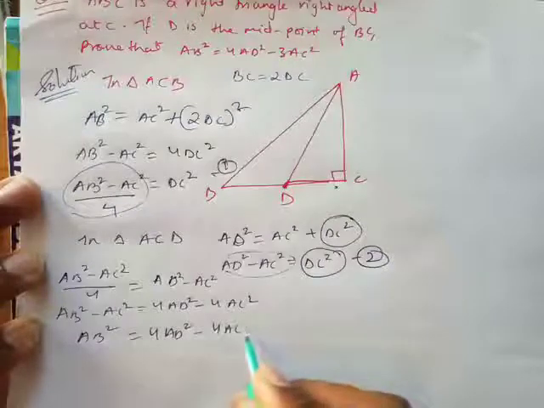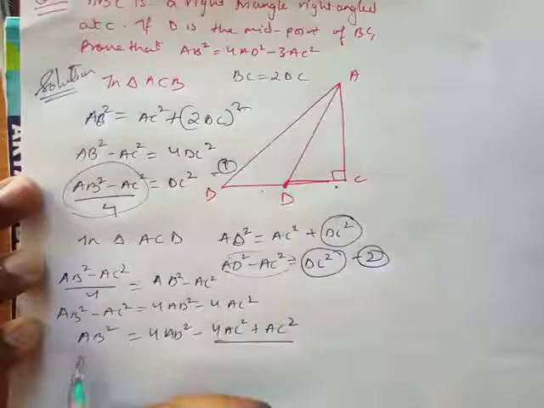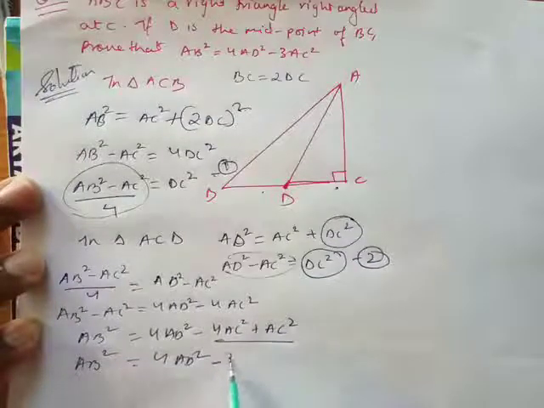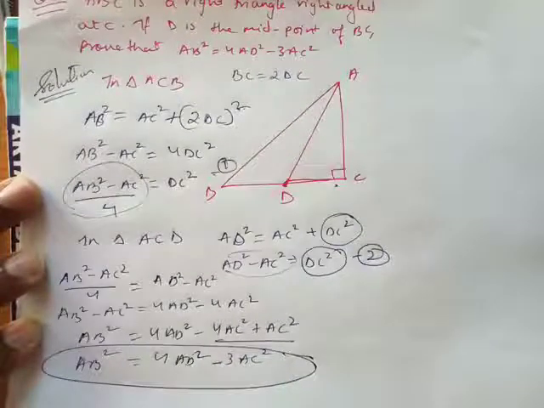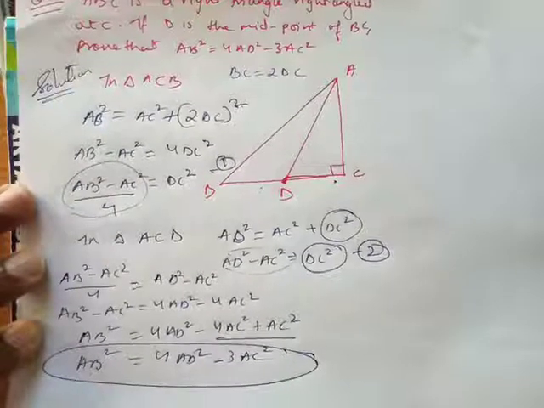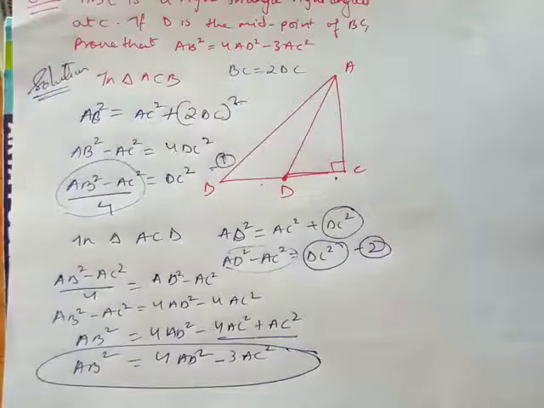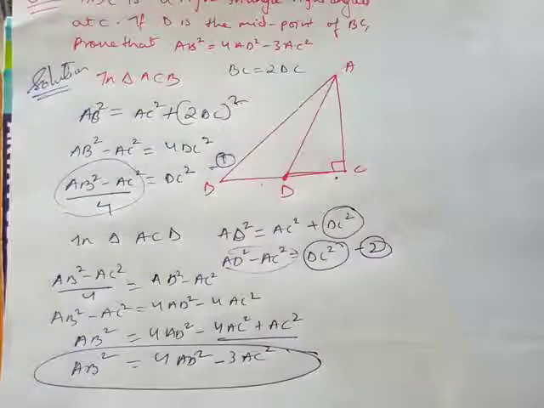Minus 4AC plus AC. So they both are like terms. So AB square is equal to 4AD square minus 3AC square. And this is what I had to prove. You guys can have a look at it once more. And then we'll go to the other question and we'll discuss the other question as well.